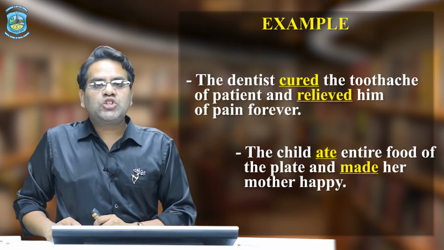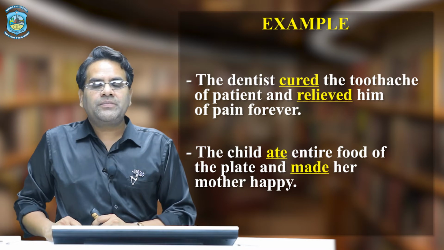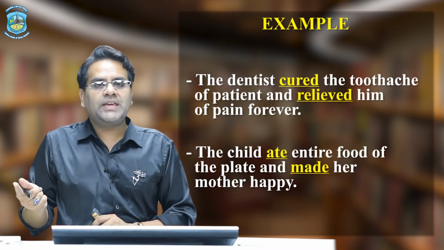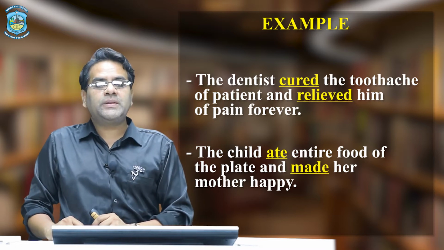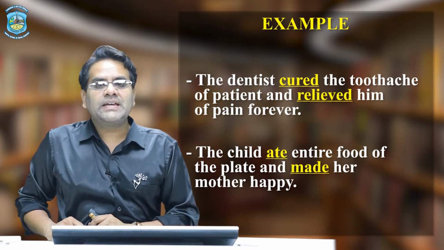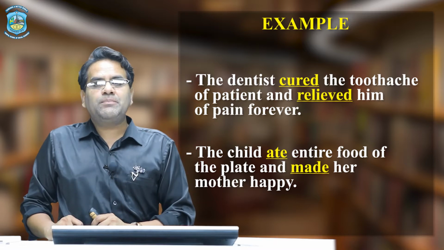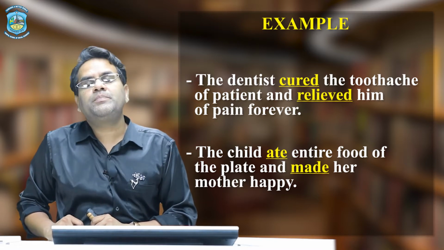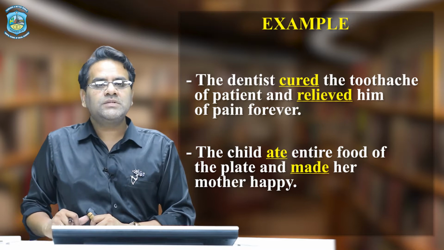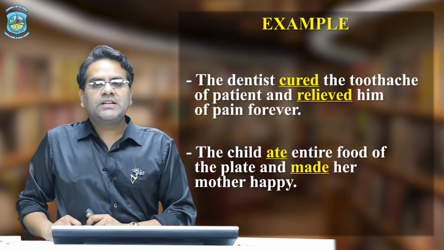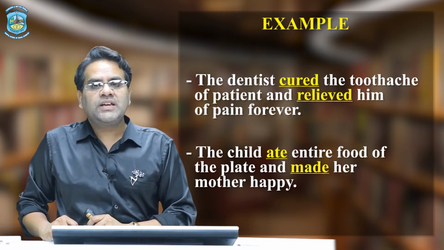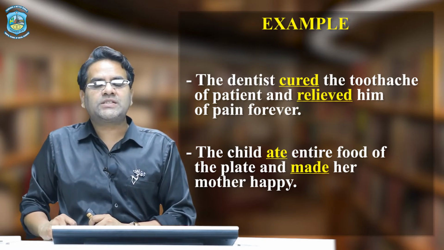Second, the child ate. Eat in the second form became ate. The child ate entire food of the plate and made her mother happy. Eat became ate, make became made. I hope it's quite simple. What is the rule in it? The most important feature of a situation is to understand whether the verb taken is regular or irregular.